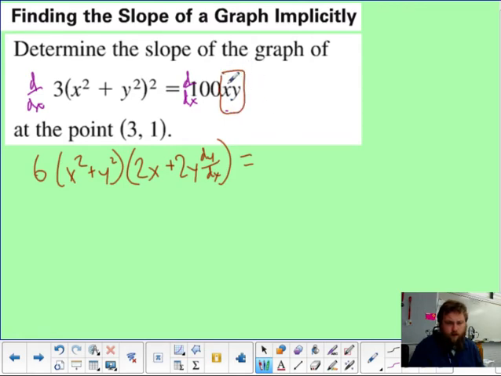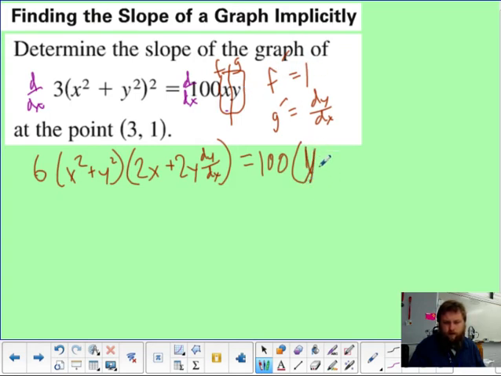So this is going to need the product rule, splitting the x and y. So it'll be 100 times the product rule. So this is my f and g. My f prime equals 1, and g prime is going to equal just dy/dx. So it'll be 1 times g, so that'll be just y, plus f, x, times g prime, so plus x times dy/dx.